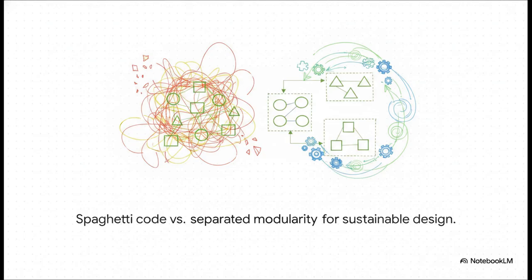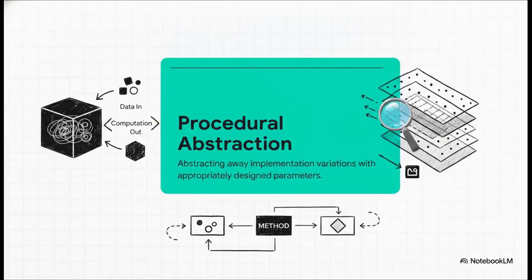But modularity allows us to carefully separate our concerns. This structural isolation is what makes our code reusable, readable, and sustainable over the long haul. The real magic happens when we treat a well-designed method as a black box. You feed data in, you get computation out. This is a powerful concept called procedural abstraction. We want to completely hide all those messy implementation details, the underlying algorithms, the internal variables, behind cleanly designed parameters.